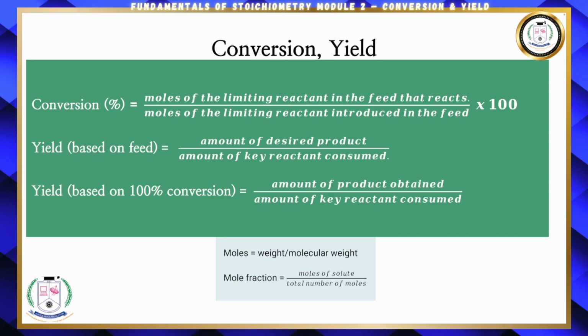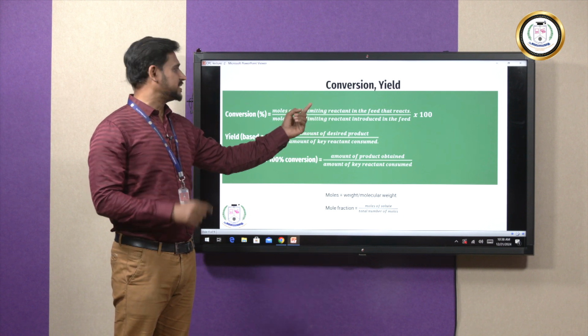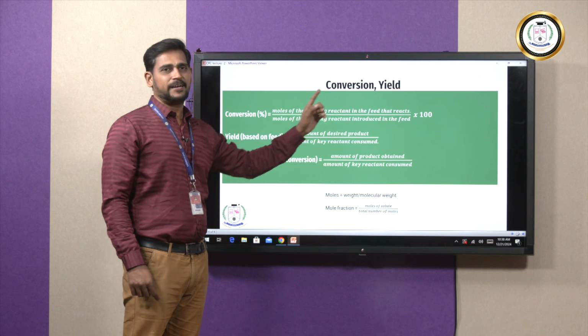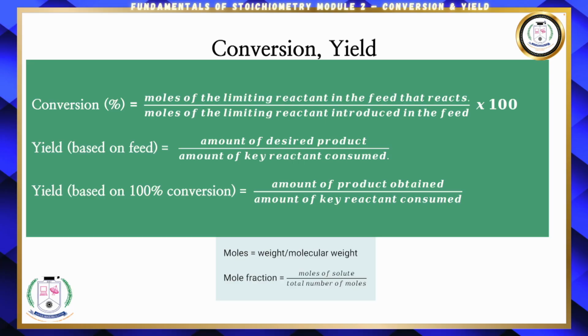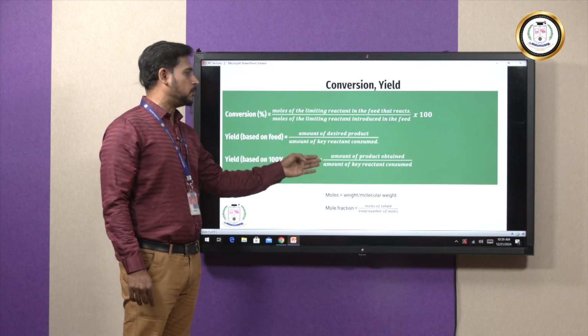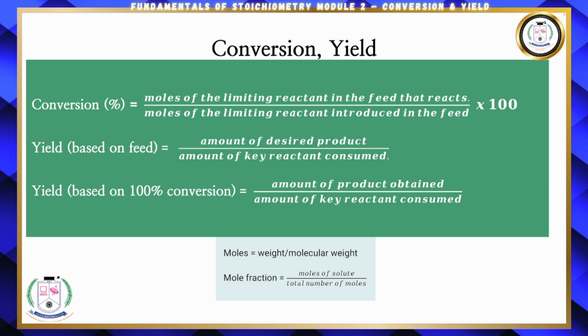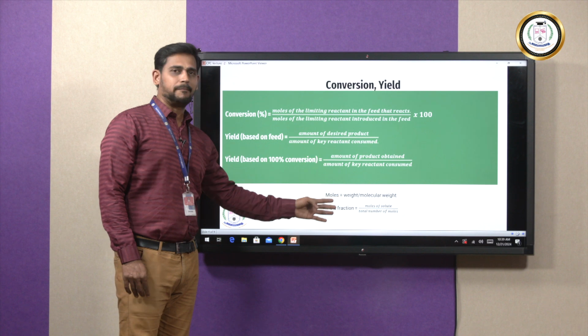So we have formulas for calculating the conversion and yield. Percentage conversion is the moles of the limiting reactant consumed in the reaction divided by the moles of limiting reactant fed initially, into 100. Because if the limiting reactant is consumed fully, it will be converted into products. Yield based on the feed is the amount of desired product divided by the amount of key reactant consumed. Already we discussed in module 1 that moles is equal to weight by molecular weight, and mole fraction is equal to moles of solute divided by total number of moles.